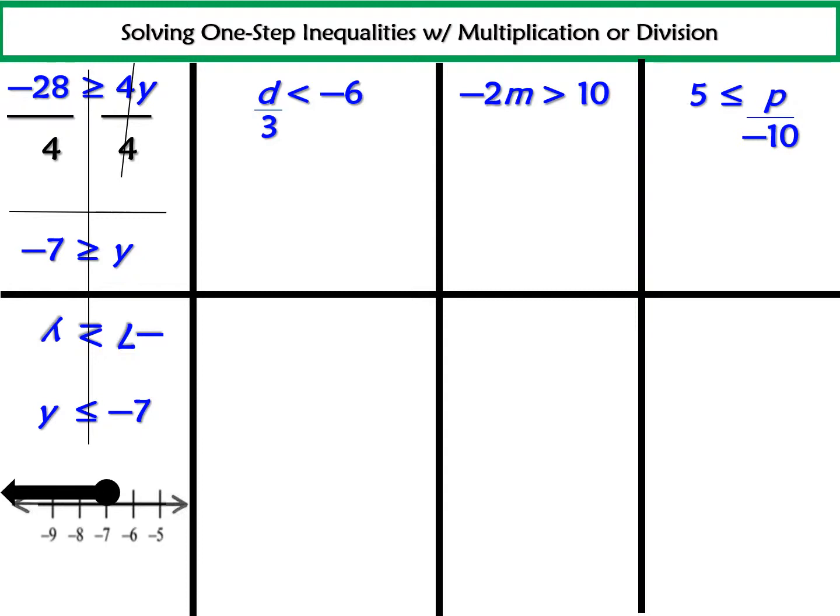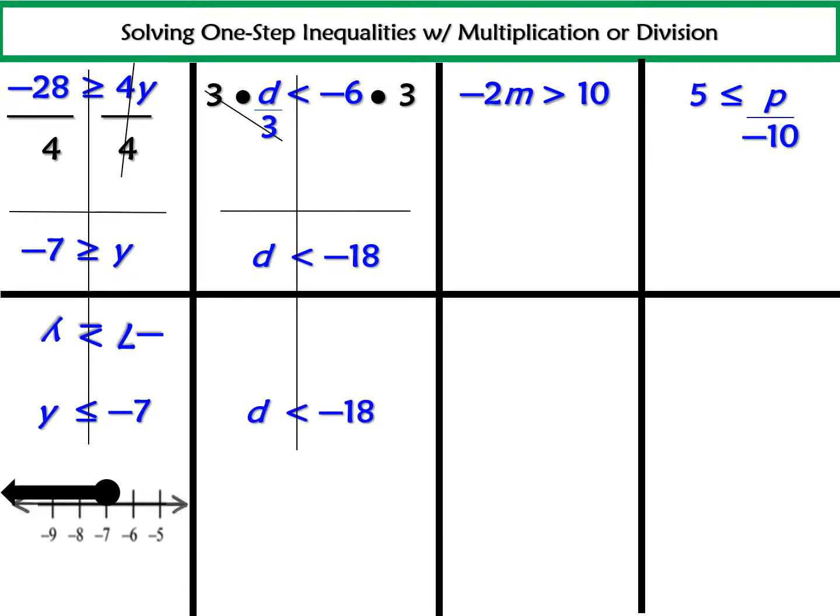Let's take a look at the second one. Again, to get d by itself, we need to do the inverse operation, which in this case is to multiply both sides by 3, and that's going to leave us with a solution of d is less than -18.